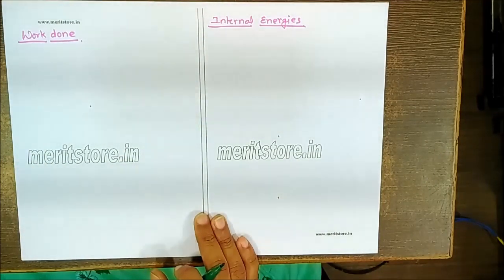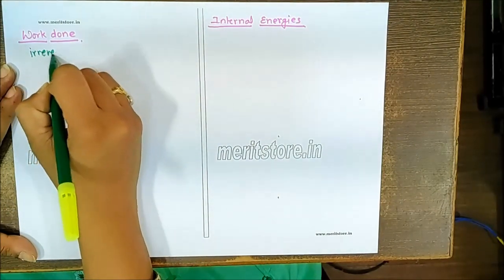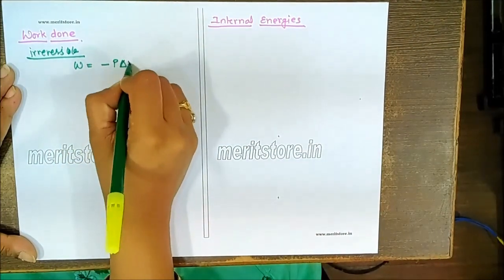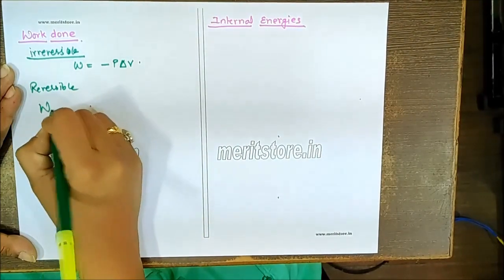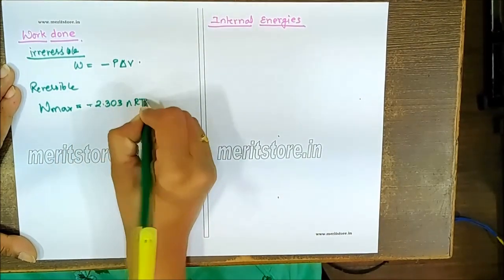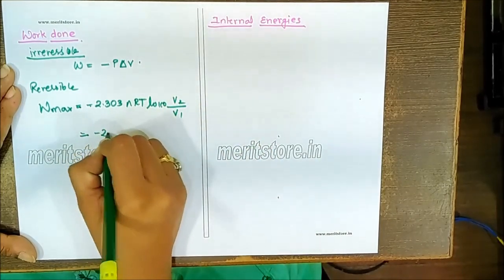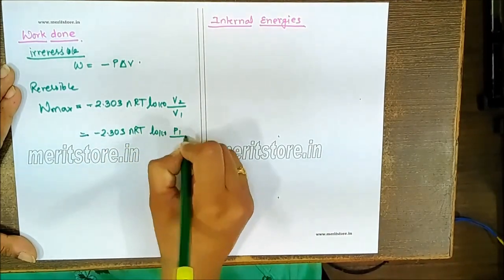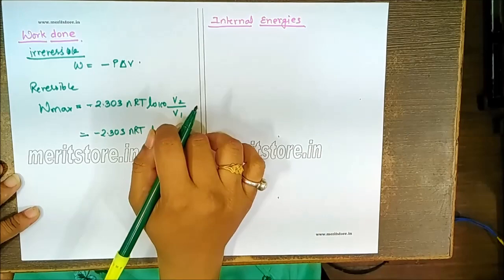Now, some of the formulas we should remember for work done calculation. For any irreversible process, remember that it's not the maximum work done, so W equals minus P delta V. But in case of the reversible process, the formula for W max equals minus 2.303 nRT log to the base 10 of V2 upon V1, which equals minus 2.303 nRT log to the base 10 of P1 upon P2. So volume and pressure can be related to the work using these formulas.